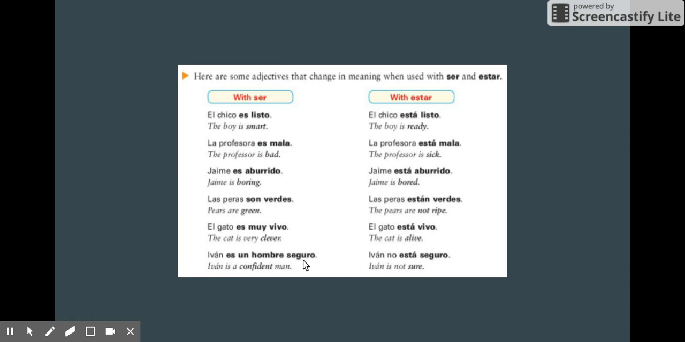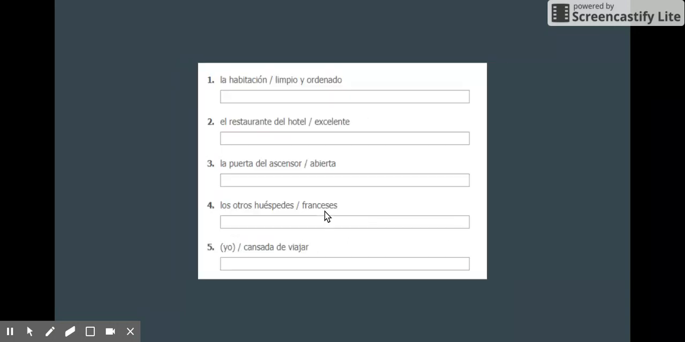Finally, seguro, when used with ser, means confident. El hombre es seguro, whereas when it's used with the verb estar, it indicates that they're not sure. Iván no está seguro. The main ones that you'll see will be listo. You can also see aburrido and verdes. So for now, look at these ones. These are some of the more high-frequency adjectives that change meaning when used with either ser or estar.